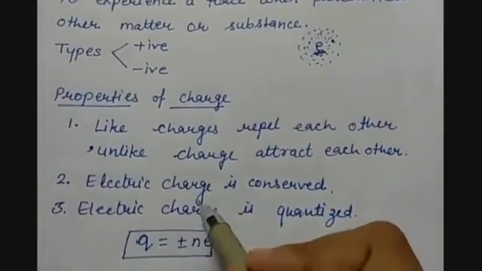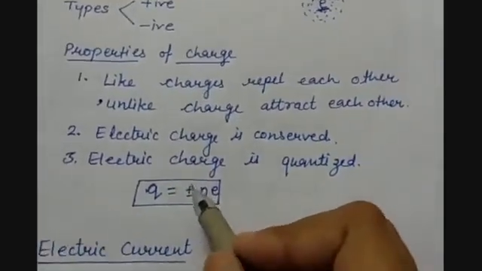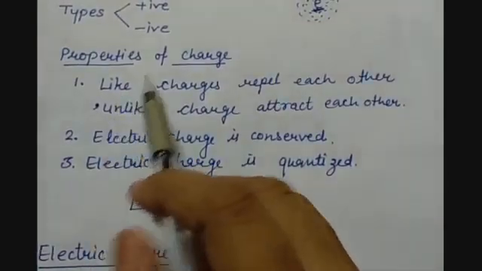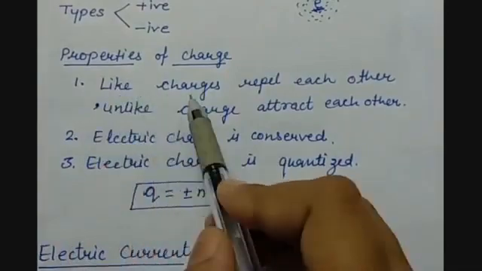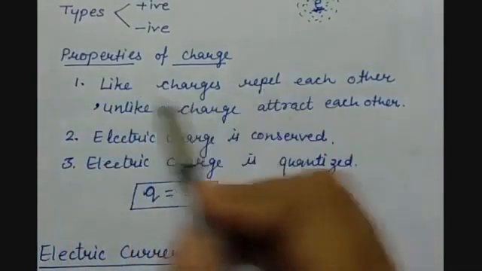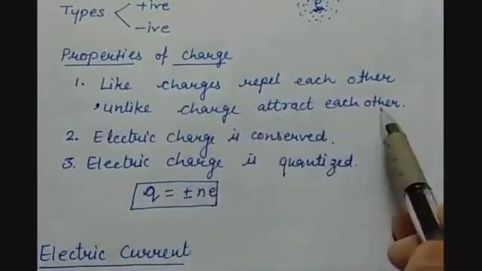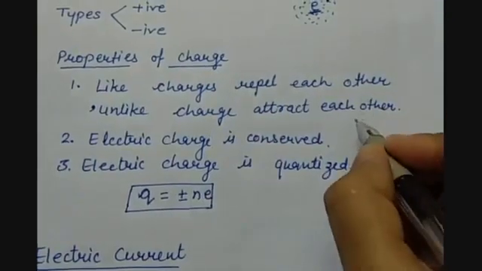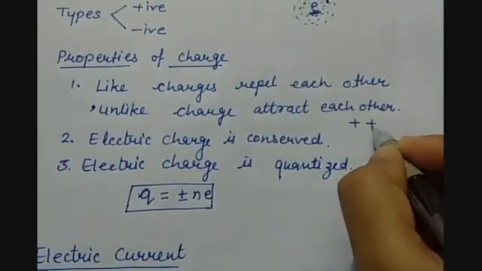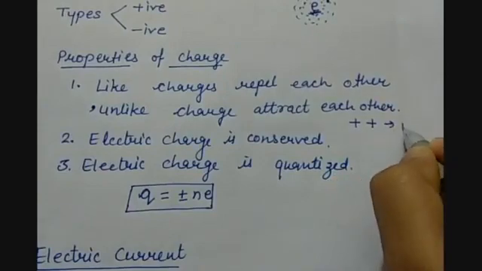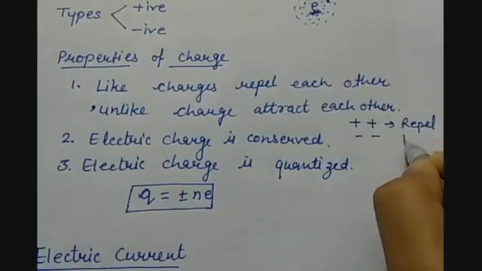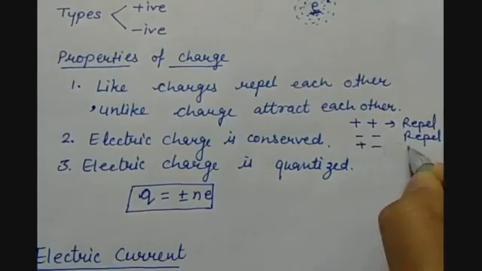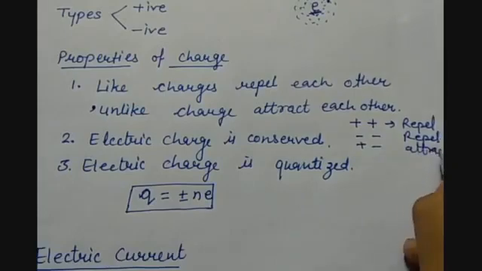Now, what are the properties of charges? First property is like charges repel each other and unlike charges attract each other. Like we have talked about, positive charge will repel positive charge, negative charge will also repel negative charge, but positive and negative charges will attract each other.